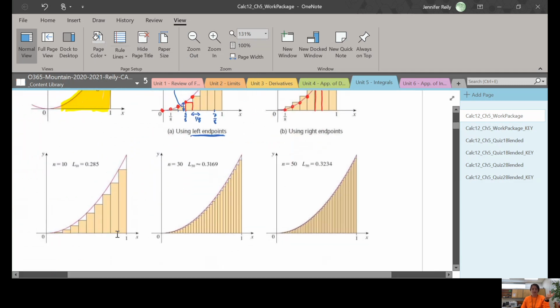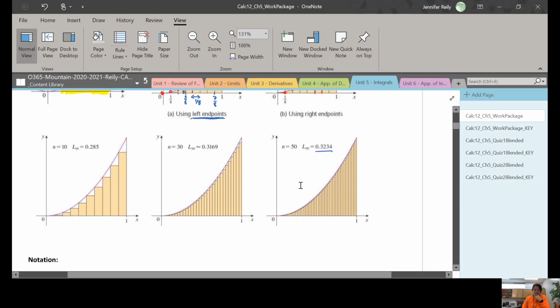We could increase the number of rectangles, right? So this is what L10 looks like. This is what L30 looks like. And this is what L50 looks like. So as you increase the number of rectangles, your area estimate's getting better and better. You're reducing that amount of white space that you're missing there. So this one turns out to be 0.3234. We're getting really close to the exact answer, which is 0.3 repeating.